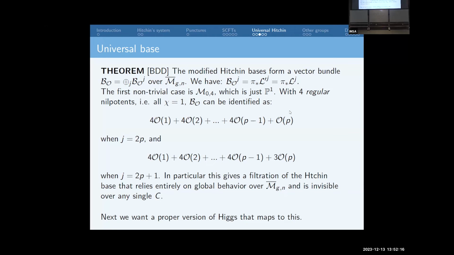Okay, so next we want the proper version of this moduli space. So we've gone halfway towards constructing a universal Hitchin system. We compactified the family of bases. Now we need to compactify the phase space.